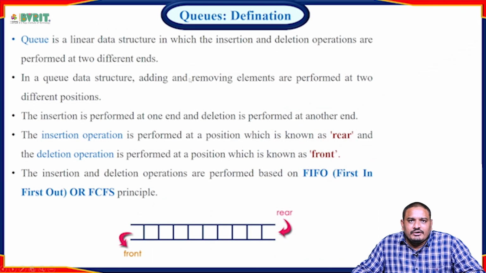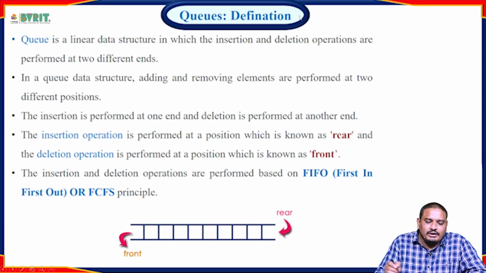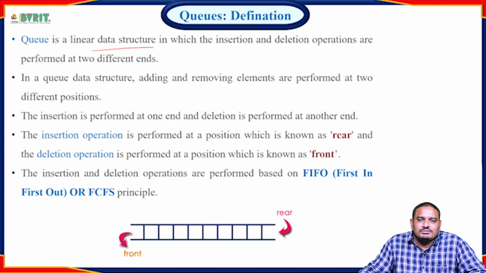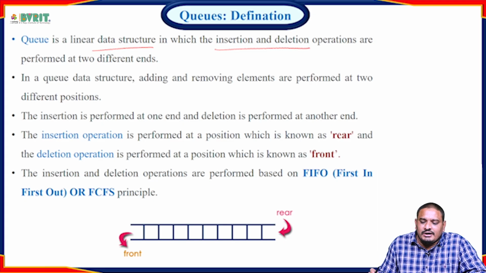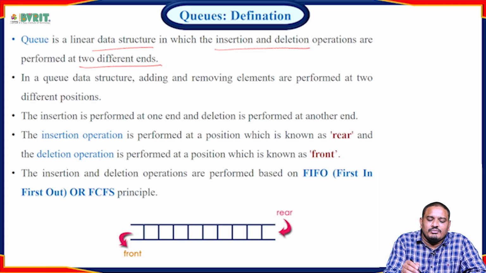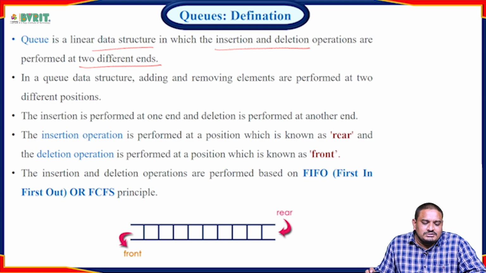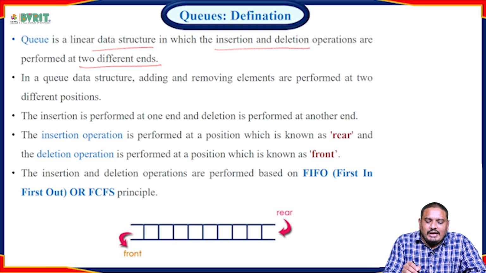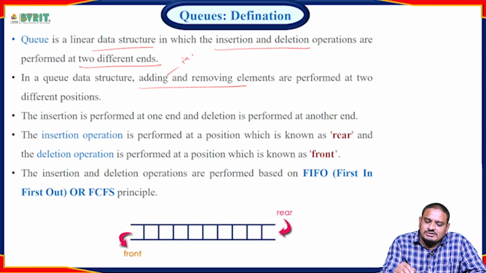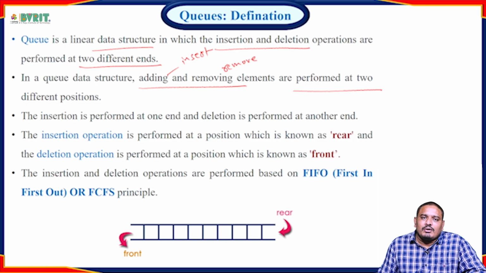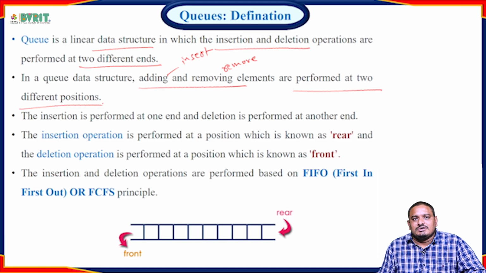First of all, what is the definition of the queue? Queue is a linear data structure in which the insertion and deletion operations are performed at two different ends. In the queue data structure, adding and removing, which means inserting the elements and removing the elements, are performed at two different positions.